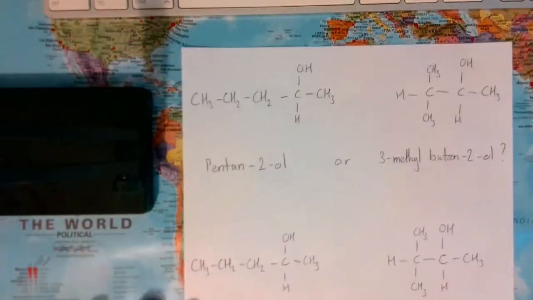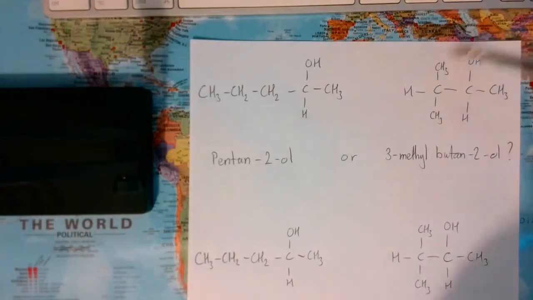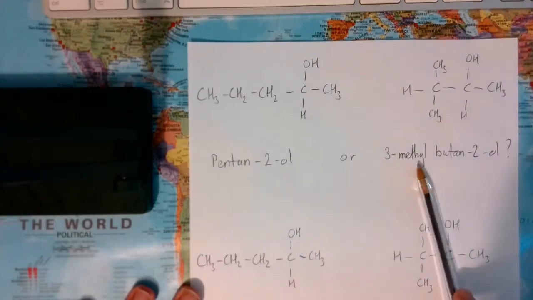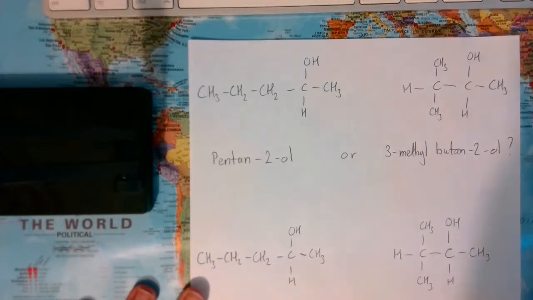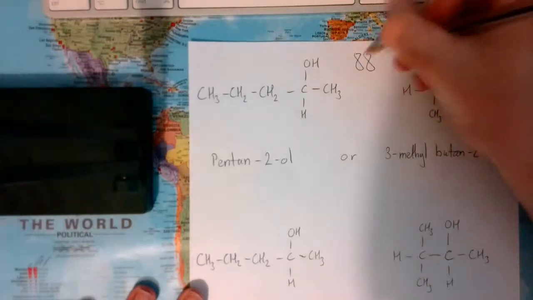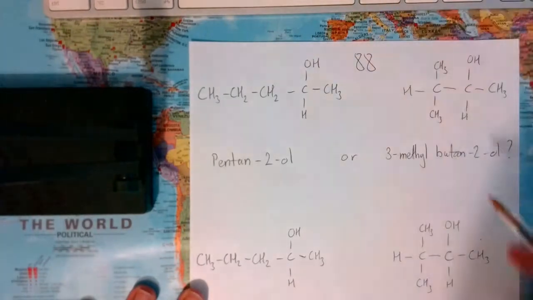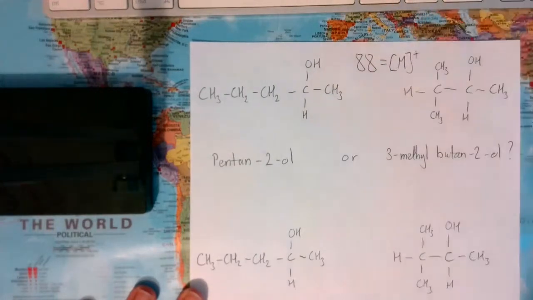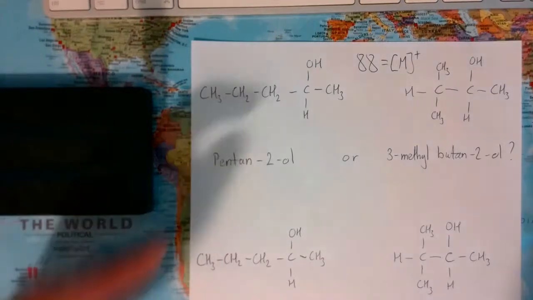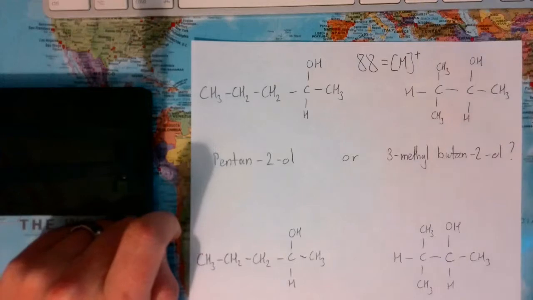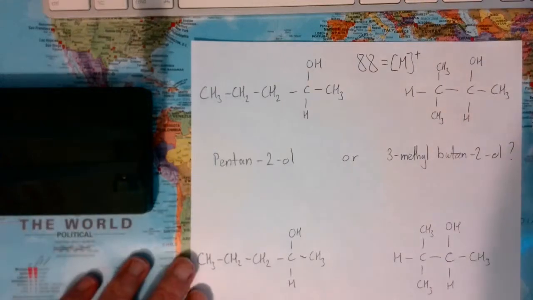Now, it can be used to help to identify molecules. So, what I've got here are two isomers. I've got pentan-2-ol and 3-methyl-butan-2-ol. Let's say that we had a mass spectrum and we discovered that there was a peak at 88 which came from our molecular ion. Well, that's all very well and good, but it does not allow us to identify two isomers. So what we would have to start doing is looking at the fragmentation patterns.